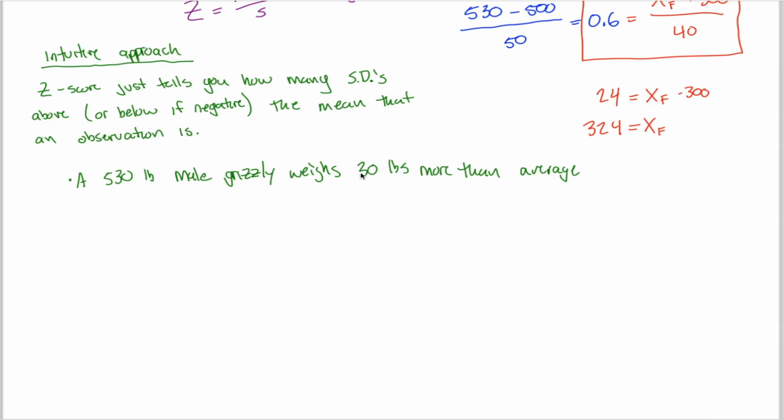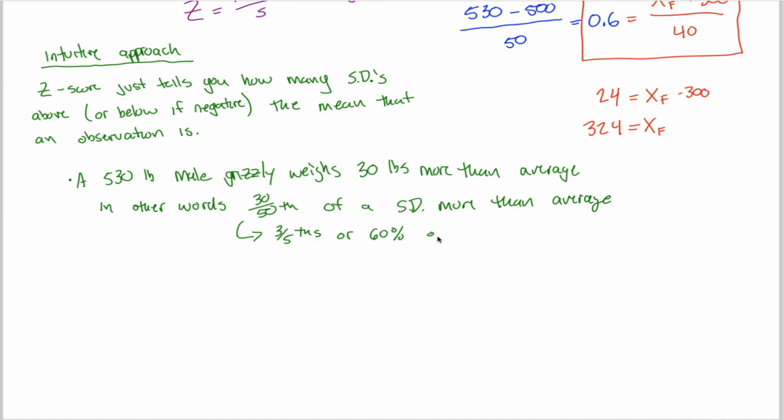Instead of thinking about this as 30 pounds more than average, maybe you could think about it as 30/50ths of a standard deviation more than average. Note, you might not leave it as 30/50ths. You might reduce this fraction to 3/5 or even 60% or 0.6, whatever you want. The point is, this bear weighs a little more than half of one standard deviation more than the average male grizzly bear. So how much would the corresponding female weigh?